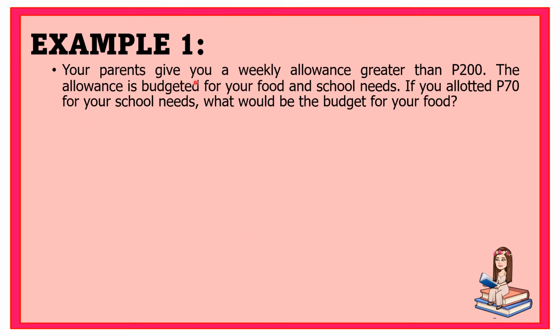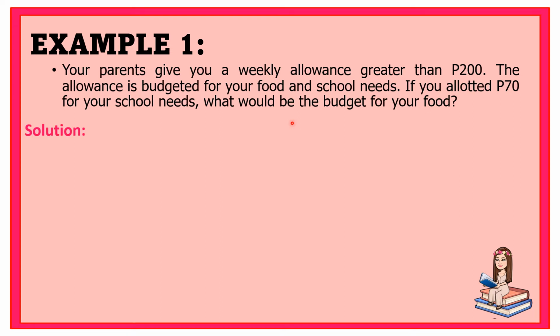Your parents give you a weekly allowance greater than 200. The allowance is budgeted for your food and school needs. If you allotted 70 pesos for your school needs, what would be the budget for your food?